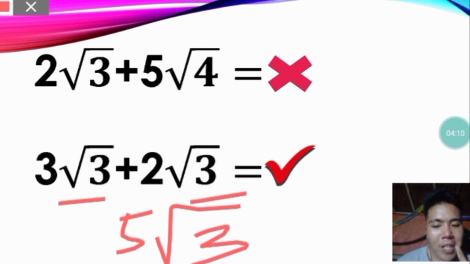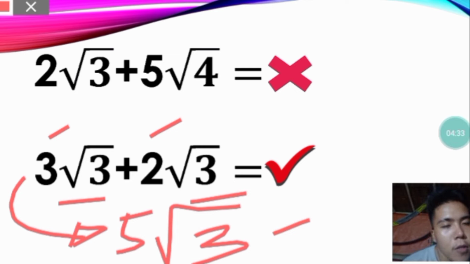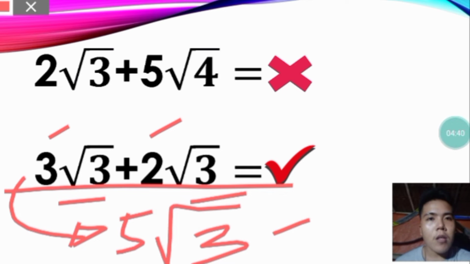So why do we need to have the same radicand? That's because if you have the same radicand, we are going to simply copy it. In this example, we're going to add 3 and 2. So that's how we come up with an answer of 5. So that's 5 square root of 3. This is the answer of this example.